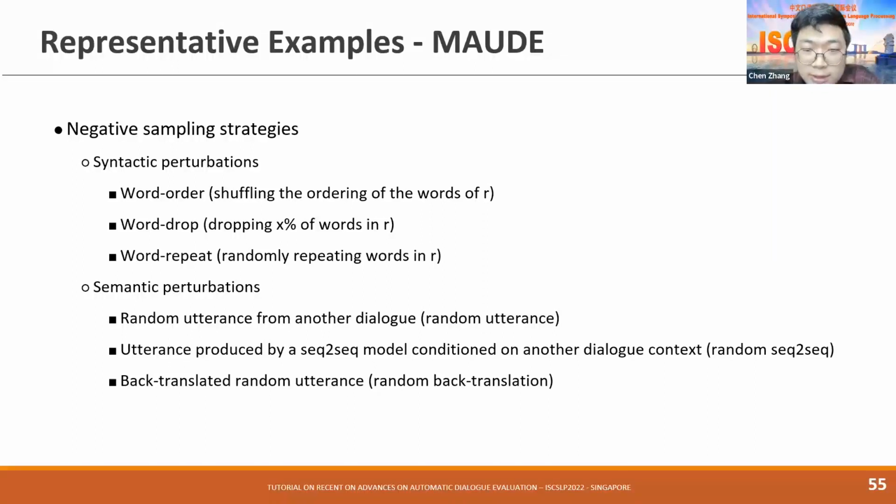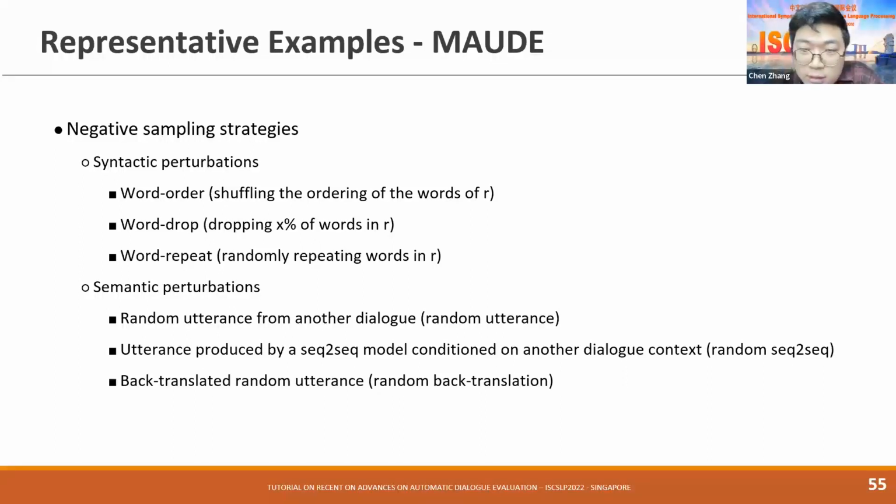And the second category is the semantic perturbation, which means that we change the meaning of the response. The first one is a random utterance from another dialogue, which means that we pick an utterance that is completely irrelevant to the current context. Like if I ask how are you, and you answer something like, I'm studying, something like that. So it's topically irrelevant.